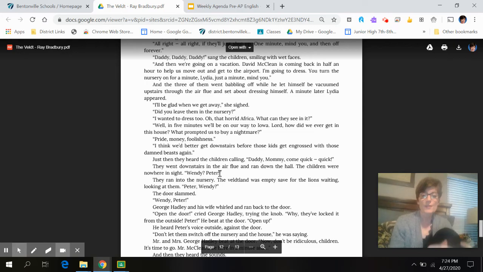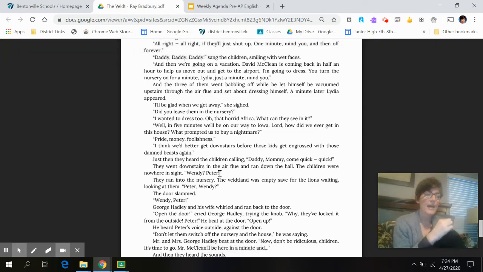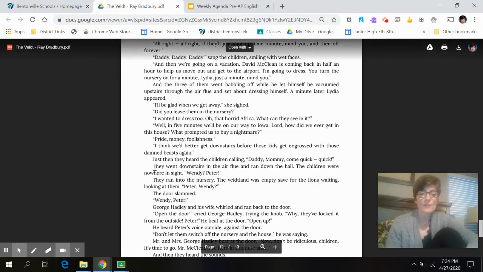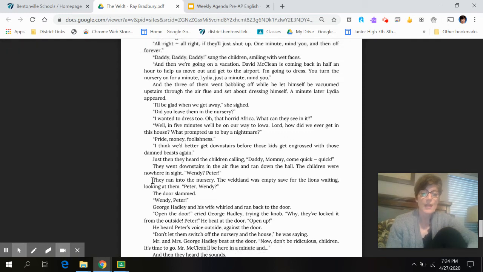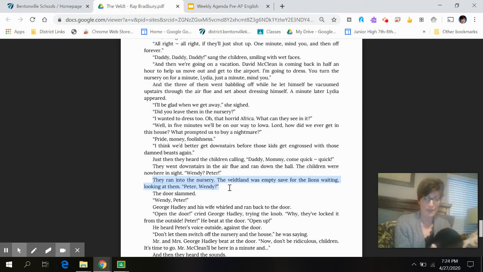And they hear their parents calling them, "Mommy, Daddy, come quick." And so they run down to the nursery, thinking something's wrong. And they run into the nursery, and it's empty. And it's still turned back to Africa again. And all of a sudden they hear a door slam, and they realize they've been locked in the nursery with the lions.